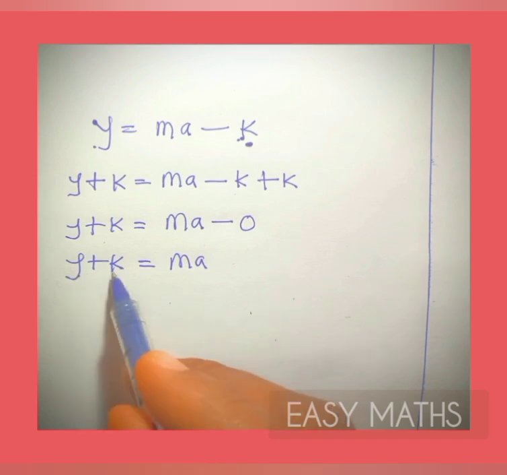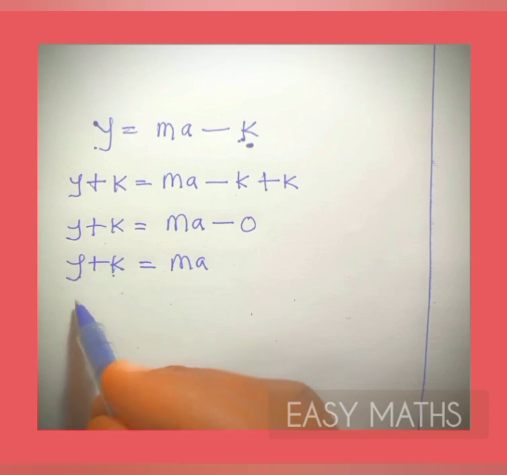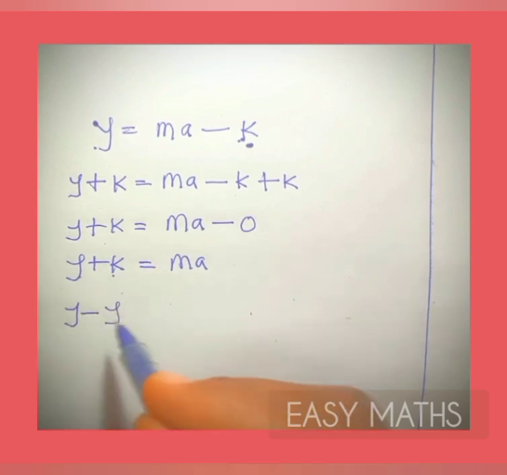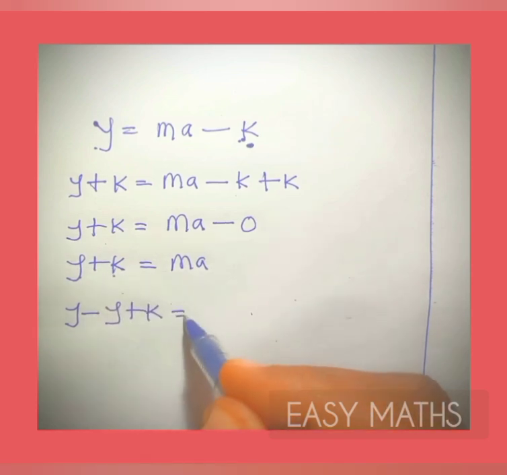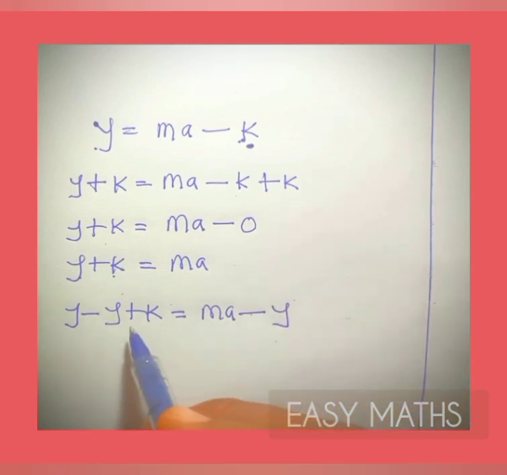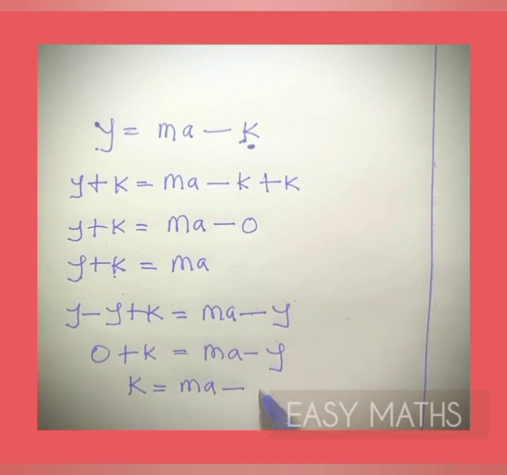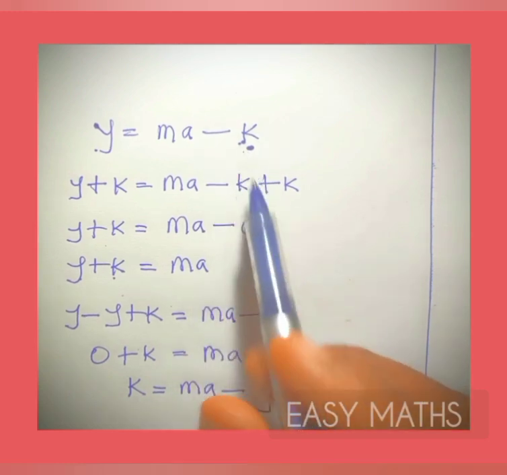So we have to remove Y so that K can be alone. And how do we do that? We apply the inverse operation of addition, which is subtraction. So we are subtracting Y from both sides. So we are going to have Y minus Y plus K equals to MA minus Y. Yes. So what do we have? Y minus Y is 0 plus K equals to MA minus Y. This is the same as K equals to MA minus Y. So I've been able to make K the subject of the formula. Okay.